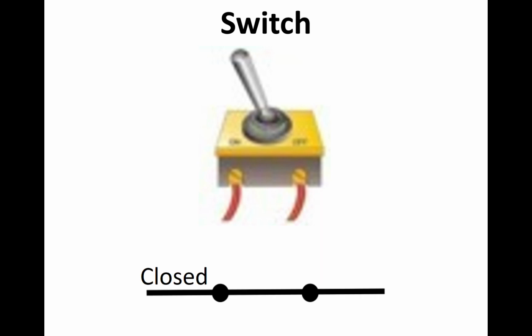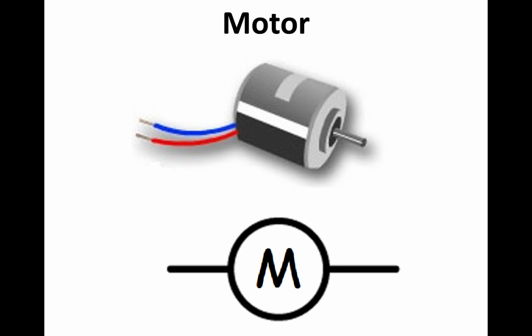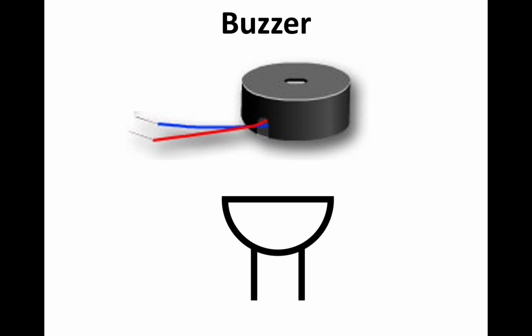We then have a closed switch. This is where the wire is not broken, so as you can see the electricity will be able to pass through this. The motor is simply drawn with a circle and an M written inside it. The buzzer, this is written as a bowl with two wires coming down from the bottom.